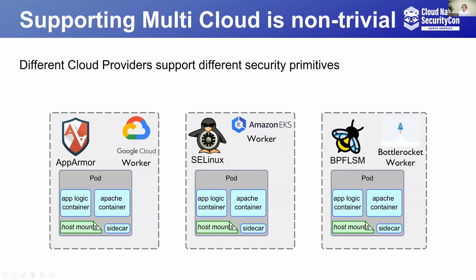The security context requires one to specify native AppArmor or SELinux policies. Now, different cloud providers support different Linux security modules. For example, Google Container-Optimized OS supports AppArmor by default. Amazon Linux 2 supports SELinux by default, and Bottlerocket supports SELinux and BPF LSM. It is a nightmare for a security administrator to operate in a multi-cloud environment.